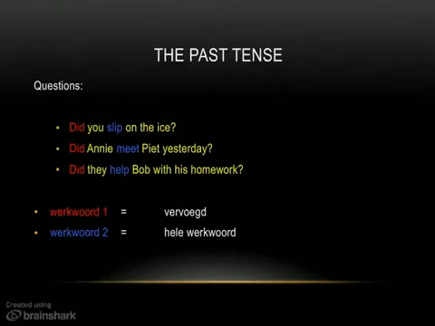What you'll see is, in order to ask a question, you use the verb did. That's the past tense of the verb to do, doen. And in English, there is only one way to use it in the past tense, and that is did. So I did, you did, he did, we did, etc. Everything is did, so there's only one form to learn.